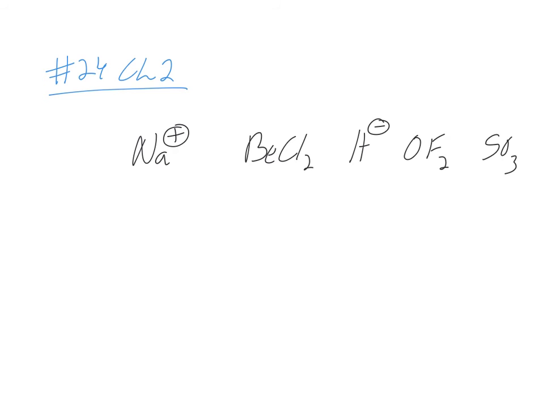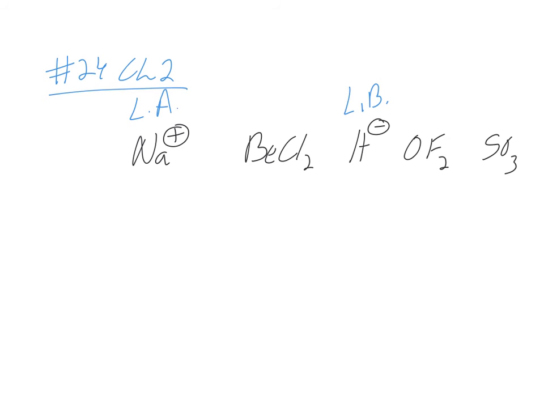So which one can we just say right away is a Lewis base for sure? H minus. A base is electron rich, and there's a minus charge. It's electron rich, so that's a Lewis base. Good. Which one's a Lewis acid for sure? Na plus, because it's electron deficient. Easy.